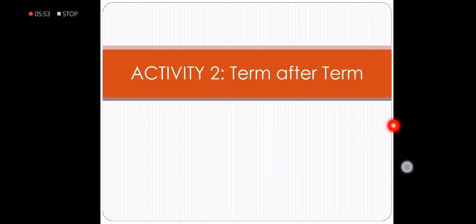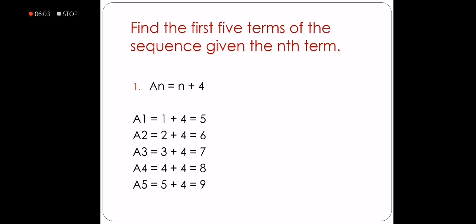So for our activity number 2, it was titled Activity 2 Term After Term. So all we have to do is to find the first 5 terms of the sequence given the nth term. When we are talking about nth term, ito yung formula na ginagamit natin para makuha natin yung iba't ibang terms nung hinahanap nating sequence. Let's say, for example, in number 1, we have a sub n equals n plus 4. Okay. Take note, no? Ginawa ko lang siyang capital para ma-notice ninyo yung n as a sub number.